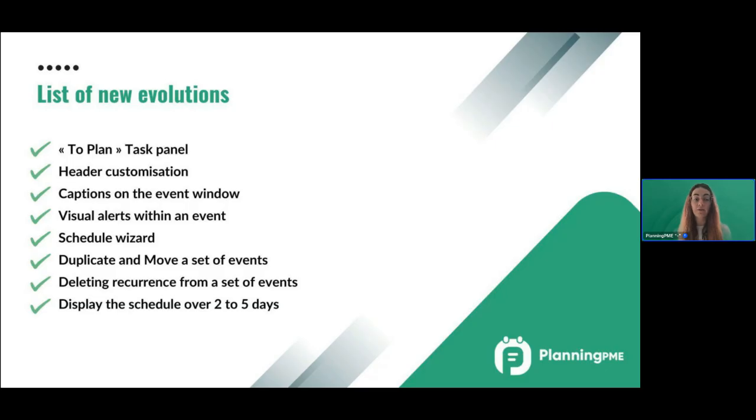Then I will pursue with the visual alert within an event. So basically, what are the visual alerts? The visual alerts are all about availabilities and skills. So, for example, if someone doesn't have the skill or is not available for an event, then you will have a small logo next to the name of the resource that will appear.